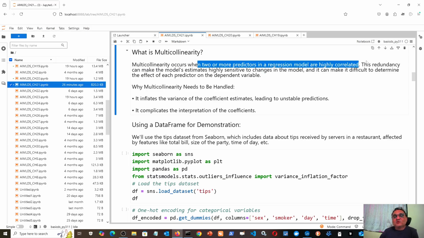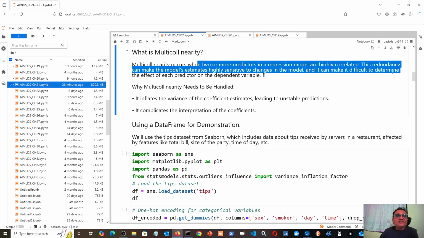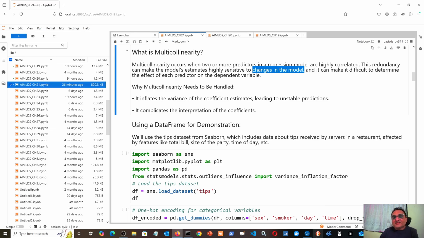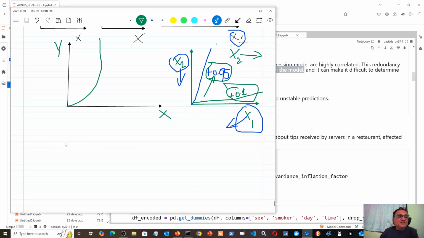So if two or more predictors or features are highly correlated, then this redundancy can make the model's estimates highly sensitive to changes in the model. What does that mean? It means that if I just make a small change, maybe just one parameter, the number of estimators. If you remember, random forest is a forest, and forest means it is nothing but multiple decision trees, right? So there is one parameter like number of estimators. How many decision trees are present in your forest? That is given by this.